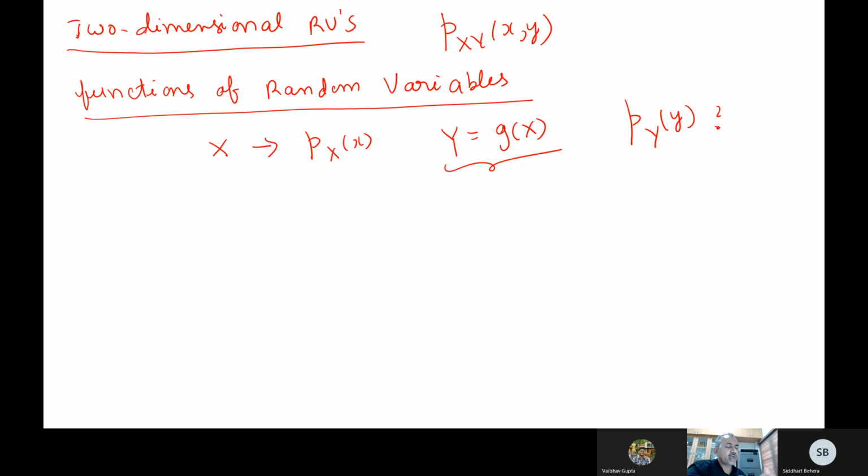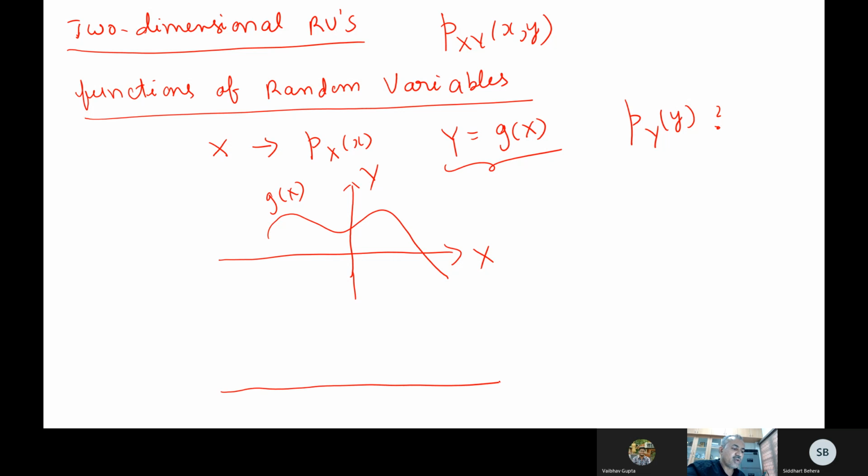Now here, it is very simple, as already we have said. The random variables x and y are linked through this type of function. We have some type of a graph, so y is equal to g of x. This is my relation between the two random variables, x and y. Now I know the density function for x. Let us say it is a normal or some type of density function, p x of x. Now we have to find out the probability density function for y.